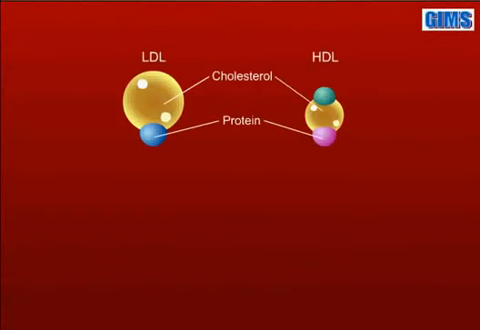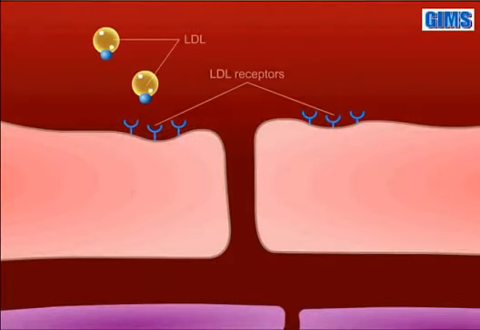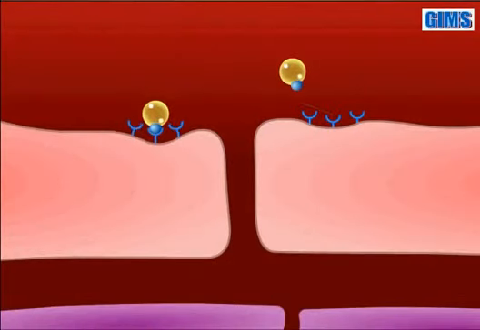This is the basic structure of LDL and HDL particles. As the ratio of LDL to HDL particles increases, there will be a high risk of atherosclerosis. The LDL particles may bind to the LDL receptors on the surface of the endothelial cells. The receptor-LDL complex is then internalized by endocytosis.